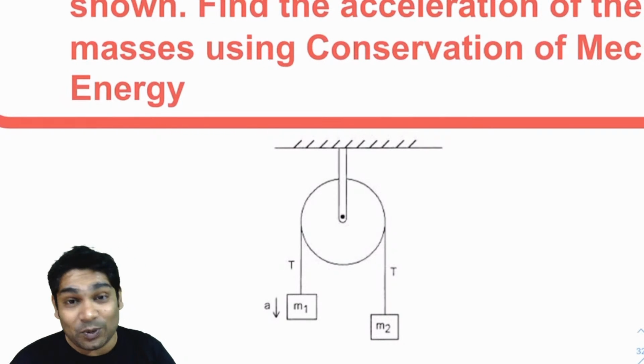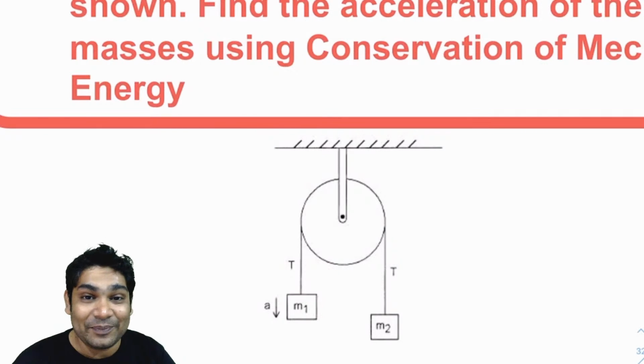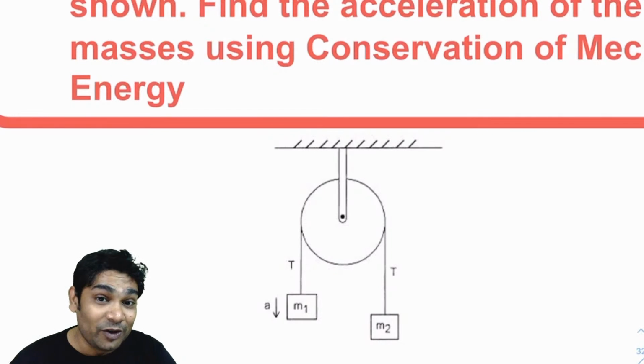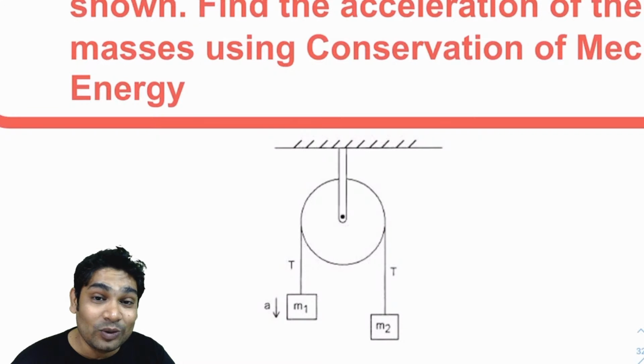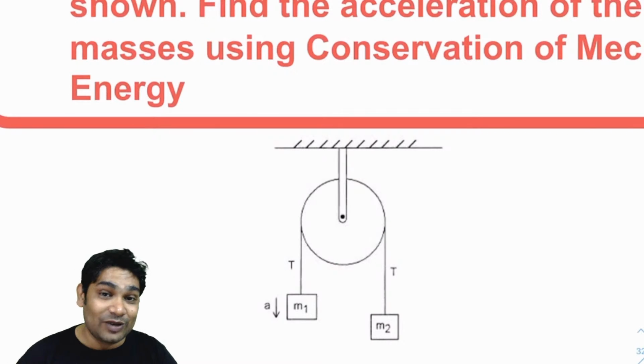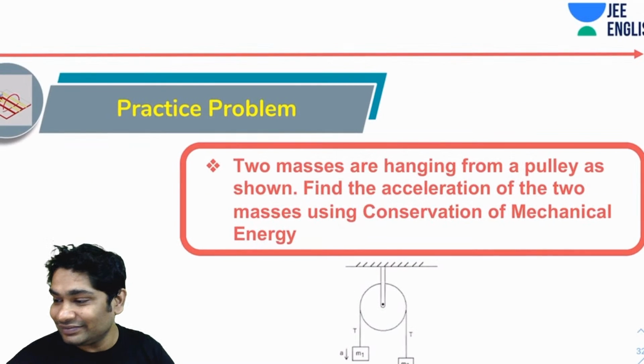Wherever you see this problem, they always solve it using F equals ma equations, right? Now today what we are going to do is find the accelerations of m1 and m2 without using a single F equals ma equation, just with the help of conservation of mechanical energy. Alright, so let's see how.